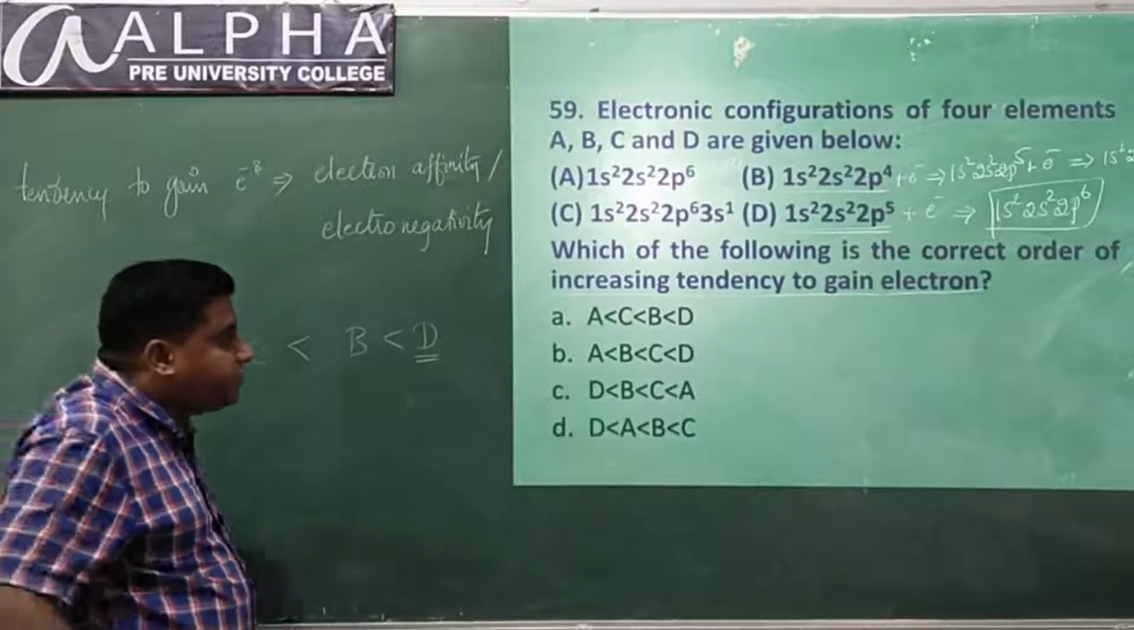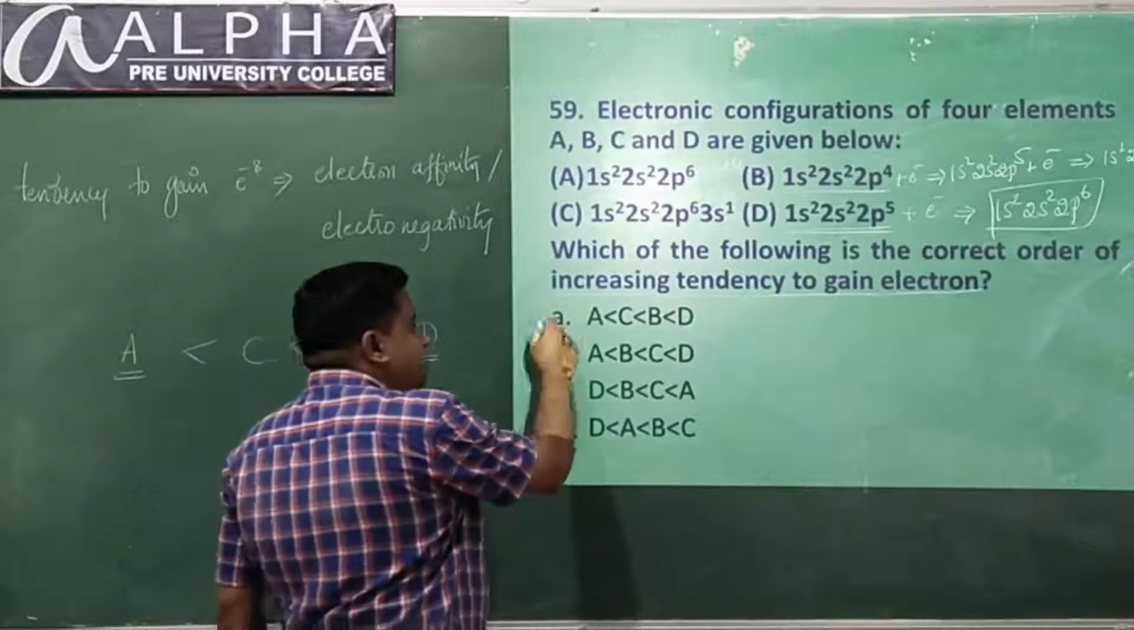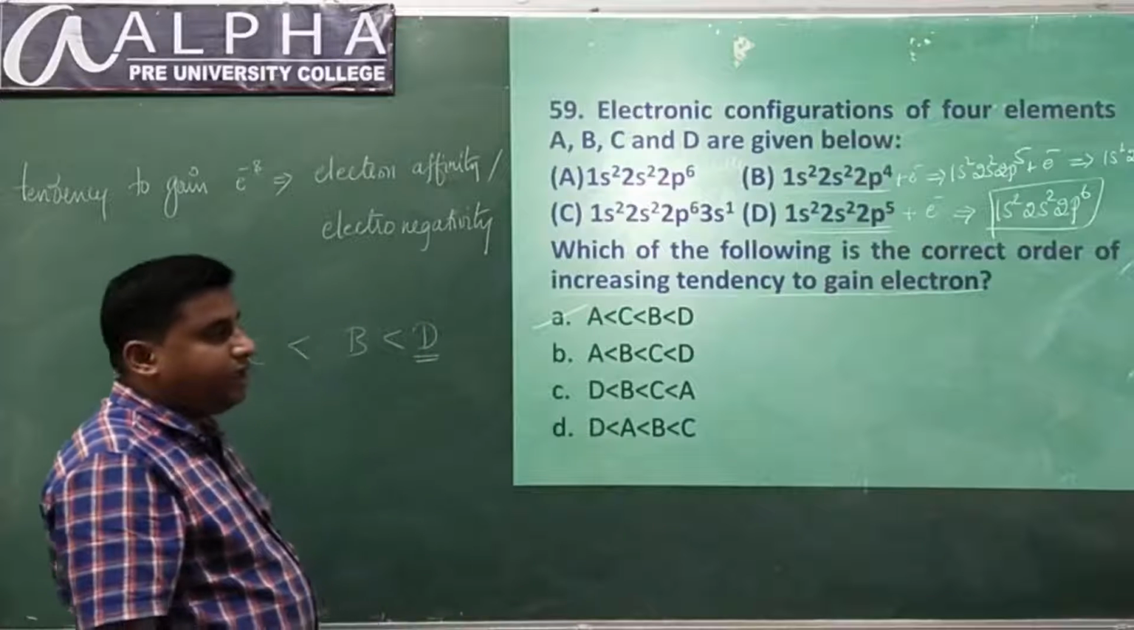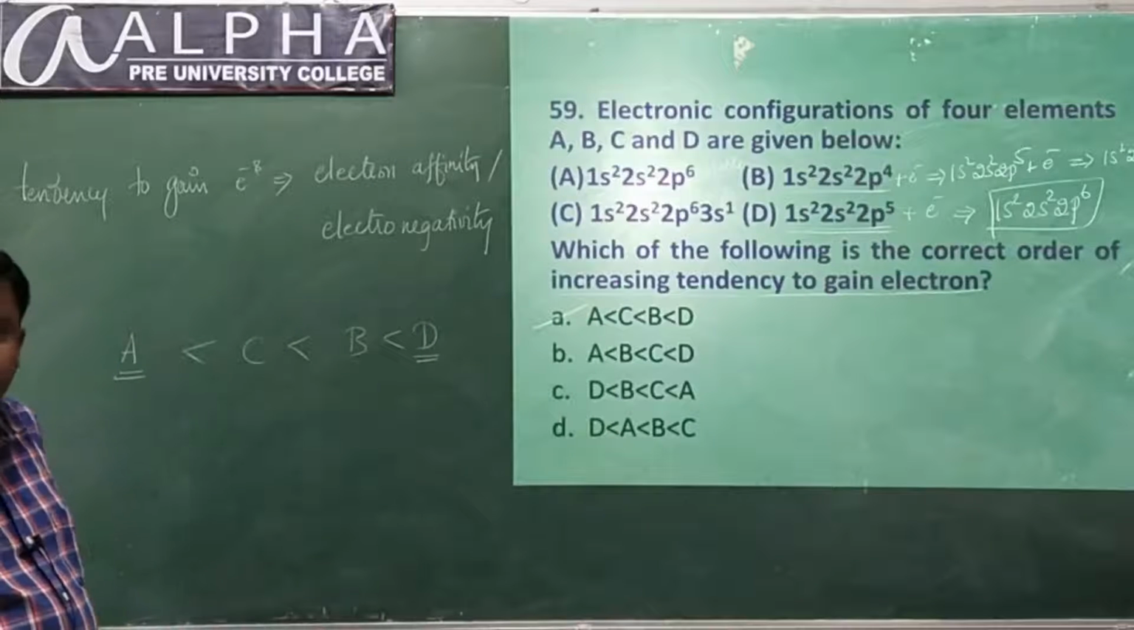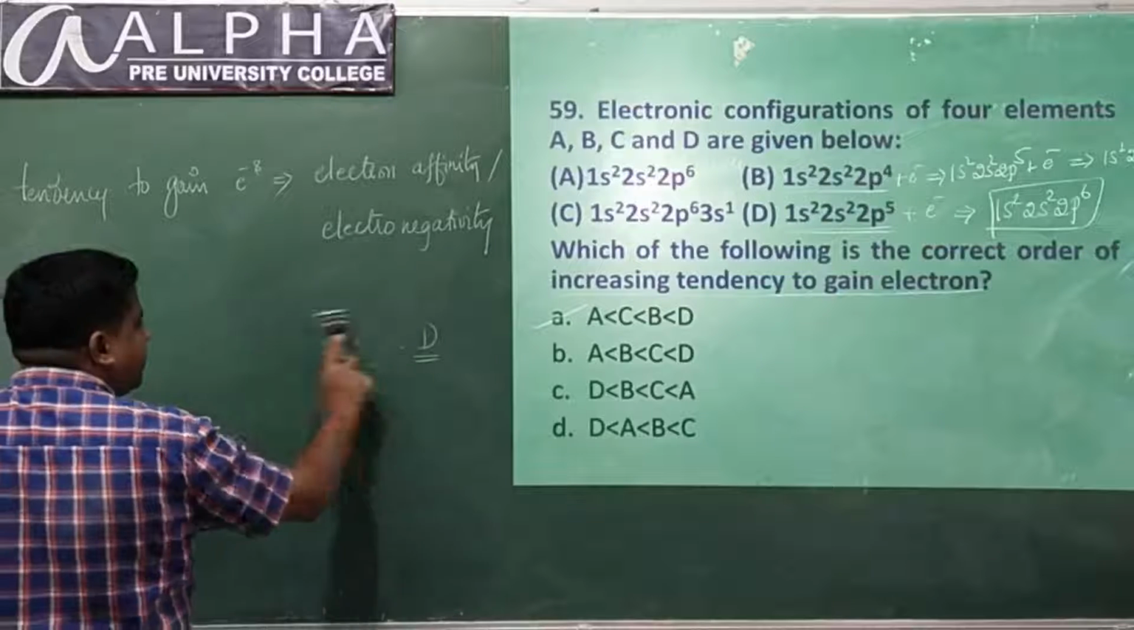So what is the correct answer? D is more than B, B is more than C, C is more than A. Of course, it is option A. Is that simple? Yes, exactly. Now, let us move on to the next question.